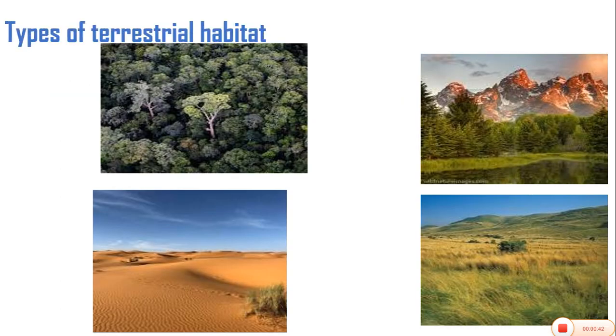Types of terrestrial habitats. We have the forest habitat, the mountain, the grassland, and the desert. These are the types of terrestrial habitats: the forest, the mountain, the desert, and the grassland. Well, we'll start with the forest habitat.